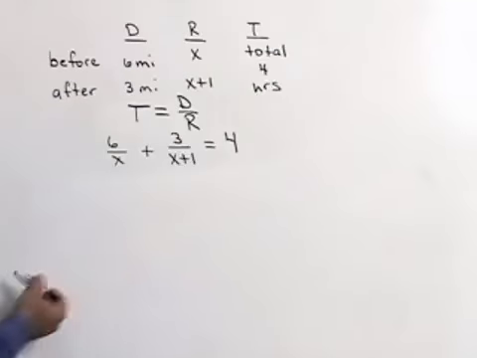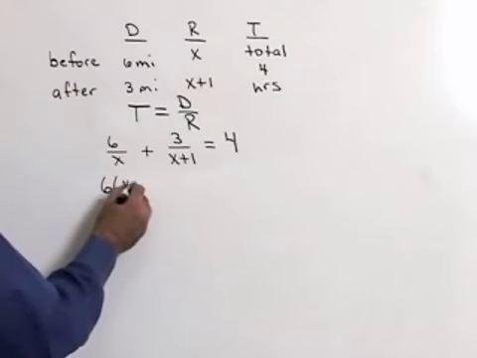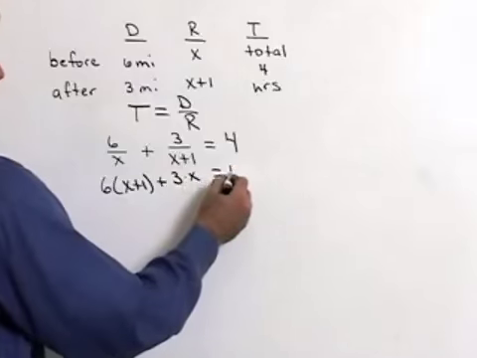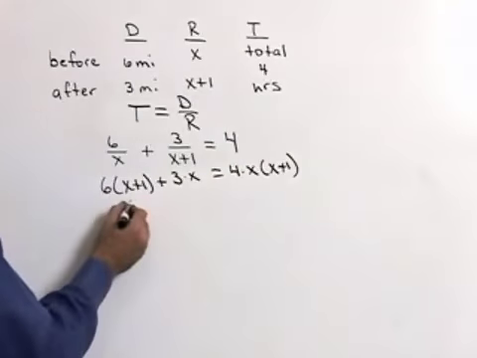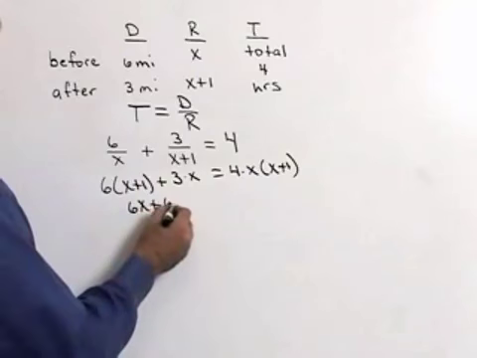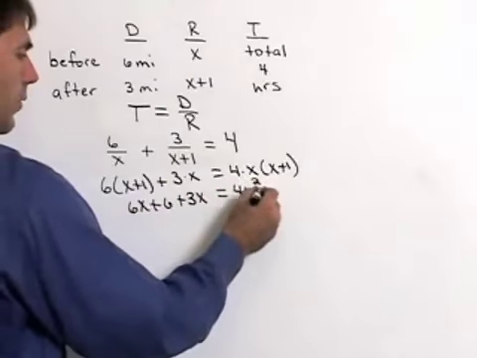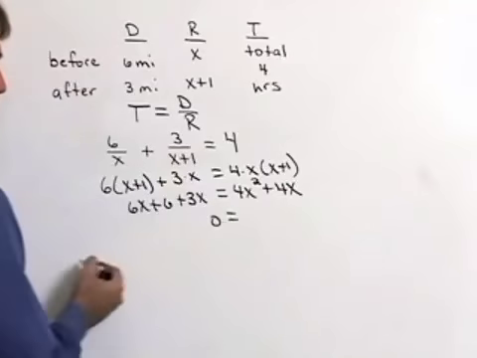To do that, we're going to multiply through by x times x plus 1. So we'll have 6 times x plus 1, plus 3 times x, is equal to 4 times x times x plus 1. So if we distribute, we get 6x plus 6 plus 3x is equal to 4x squared plus 4x. And let's set this equal to 0.